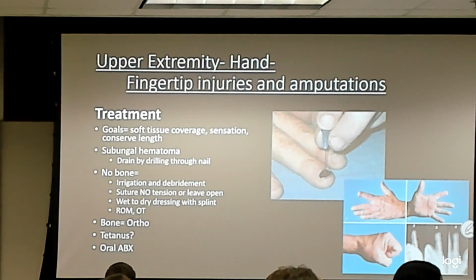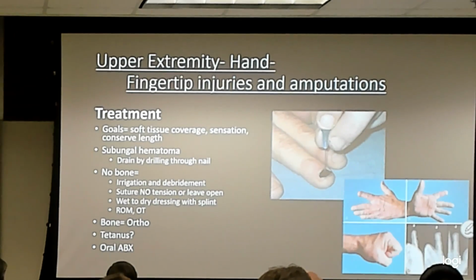And then we do some soft tissue rest with a splint. So immobilize them so they're not causing flexion and extension across the joint. We'll give them instructions on gentle range of motion and get them hooked up with occupational therapy so that they can start healing this problem and get good function.